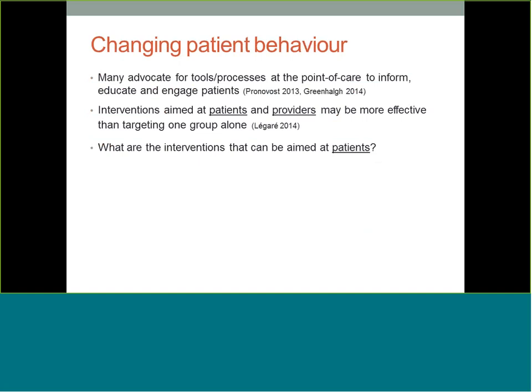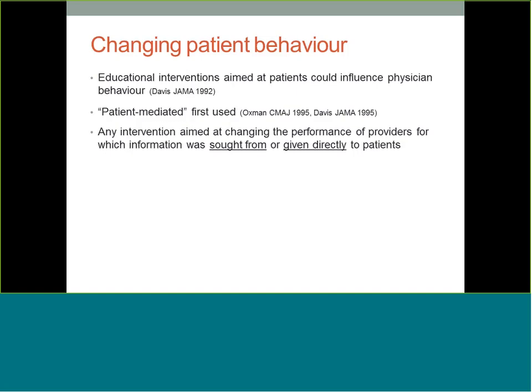And systematic reviews like the Cochrane Systematic Review published by Legare in 2014 show that in order to achieve that, we may need two different kinds of interventions. Interventions aimed at providers to encourage patient engagement and support it, but also interventions aimed at patients. So the focus of the systematic review that we're talking about today is really what are those interventions that can be aimed at patients.